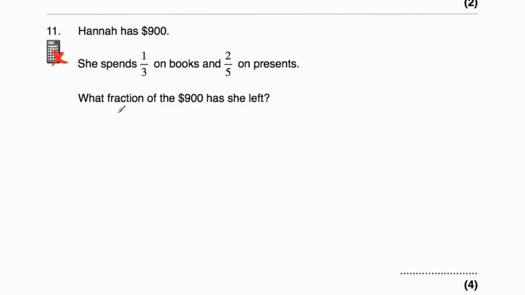So she had $900 to begin with, so let's focus on the books. So for the books, she had $900 and she spends a third of it on books. So to get a third of something, you divide by 3. So 900 divided by 3. Now 9 divided by 3 is 3. So 900 divided by 3 would be 300. That means she spends $300 on books.